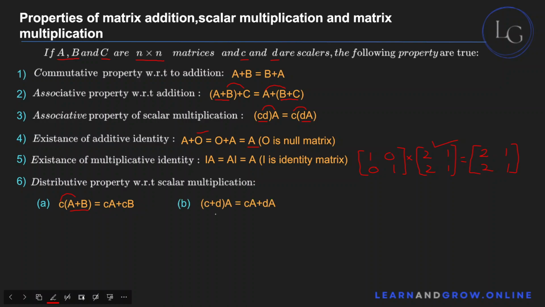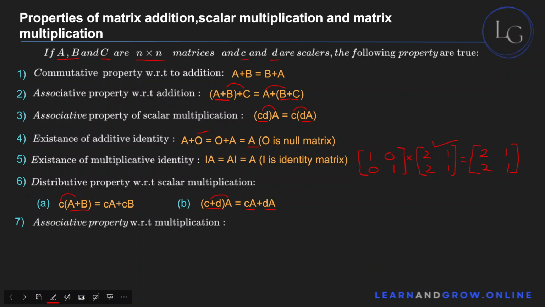And this is the second distributive property. If you add up the two scalars first and then you multiply the resulting scalar with A, it is equal to as if you multiply scalar c with matrix A and then you add that into scalar d multiplied with A. Both of these sides will be equal.